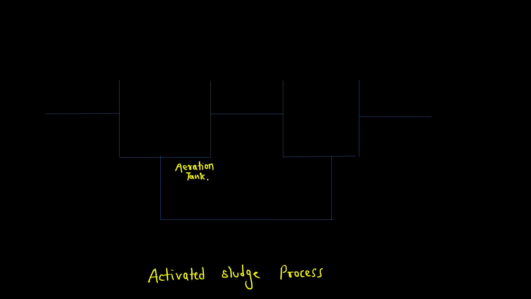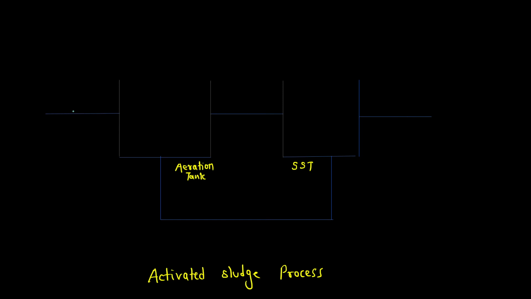Now, starting with the main theory. What happens in the activated sludge process? The diagram you are seeing is the diagram for the activated sludge process. As you can see, there are two tanks. This is tank number 1 and this is tank number 2. The first tank is called the aeration tank, and the second tank is called the secondary sedimentation tank. The aeration tank combined with the secondary sedimentation tank, this entire setup, is called the activated sludge process. We'll see why it is called activated sludge process later.